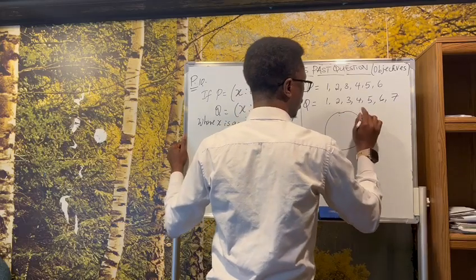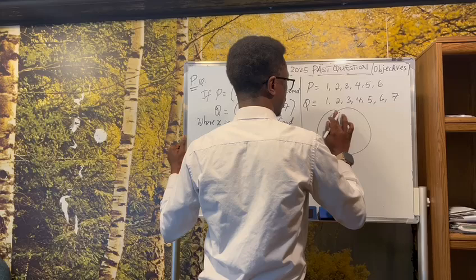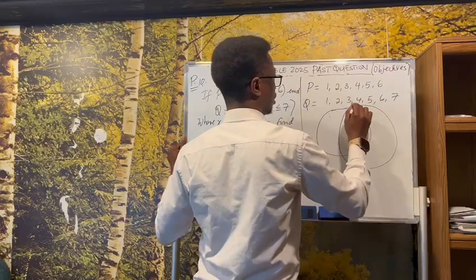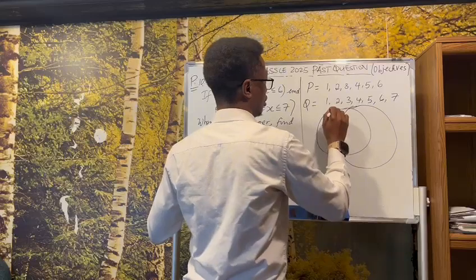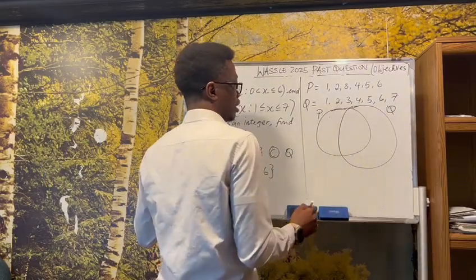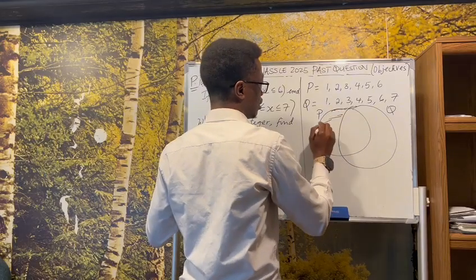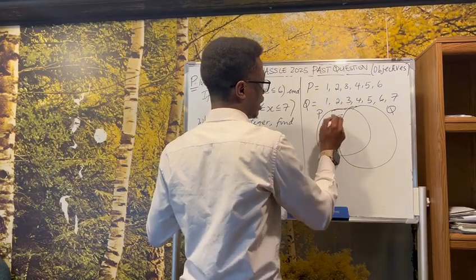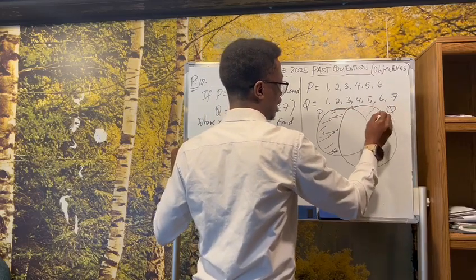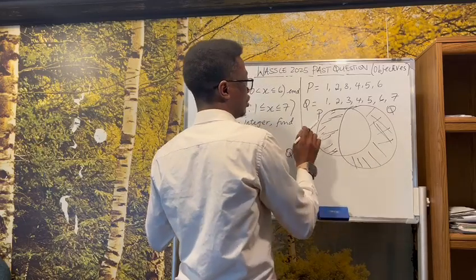let's draw a Venn diagram. So we have, this is P and this is Q. Now all the elements outside here are elements that are not part of Q, and all of these again are elements that are not part of P.